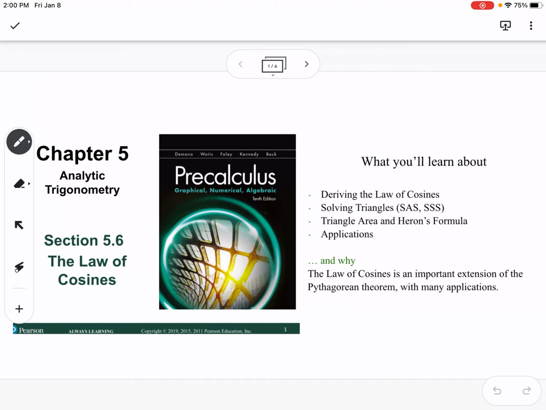This is section 5.6, which is the law of cosines. We're going to talk about deriving the law of cosines, solving triangles, which are SAS and SSS, and triangle area and Heron's formula to find the area, and applications.